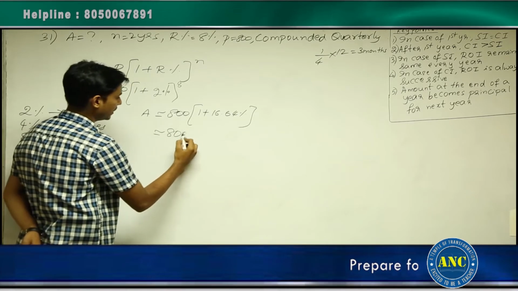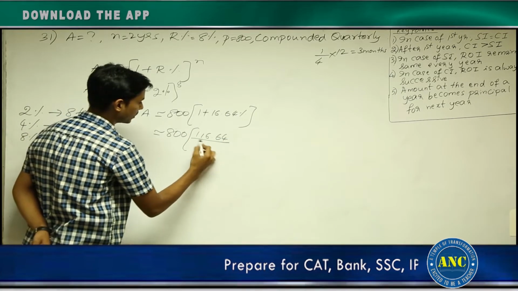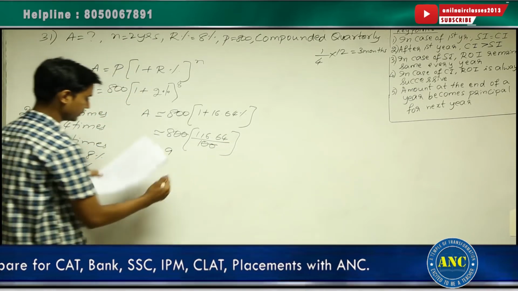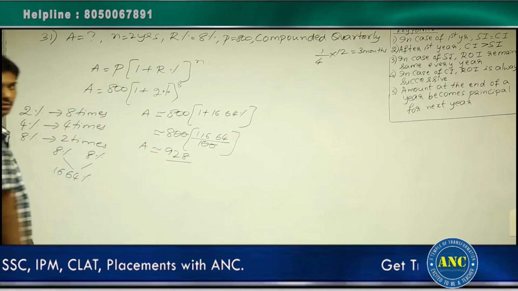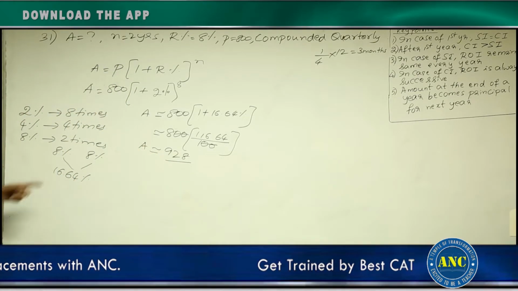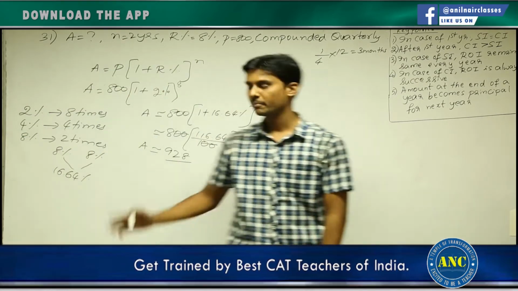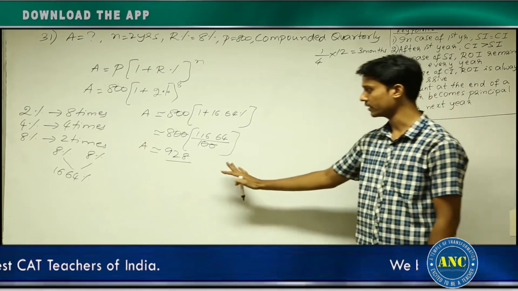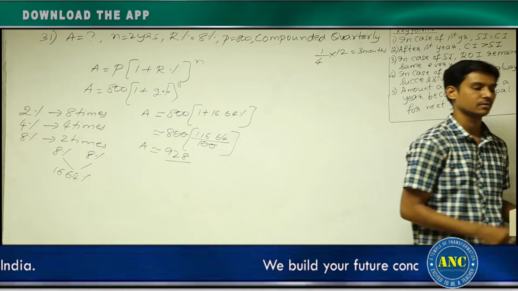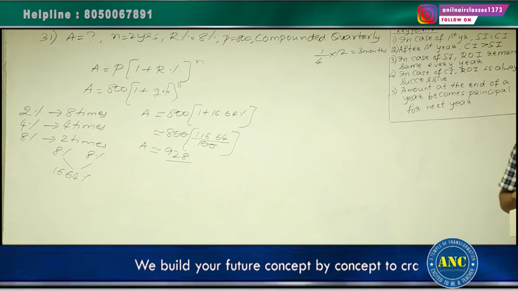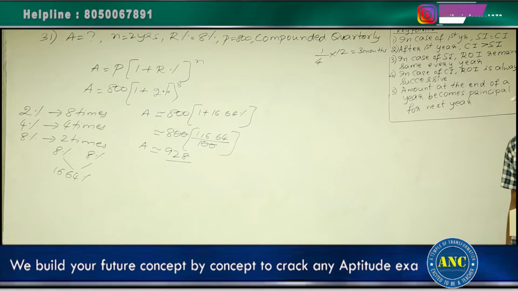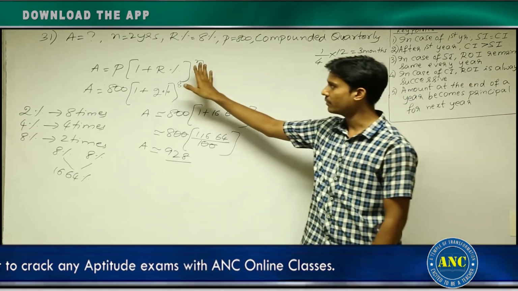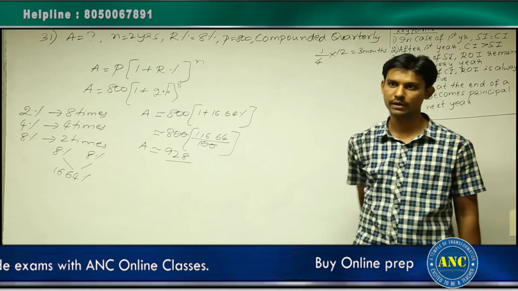This is approximately 800 into 116.64%. 116.64 by 100. So it is approximately 928. Understanding the approach? If you do it by normal approach, 102 by 100, multiply it 8 times, it will take a lot of time. Clear? Use successive percentage application. Understanding everyone? Don't remember a separate formula for quarterly, a separate formula for half yearly, not required. Same for annually. Everything, do it by logic.